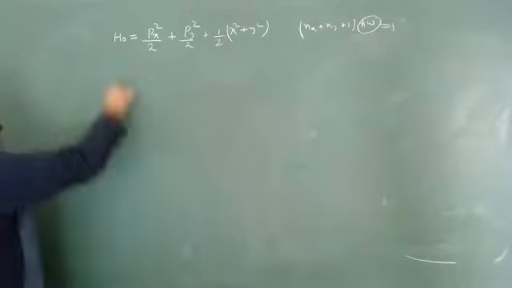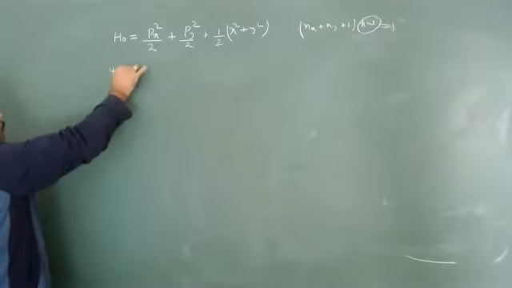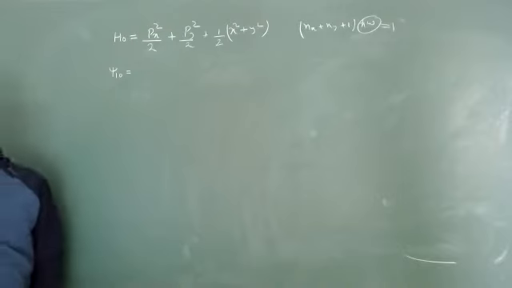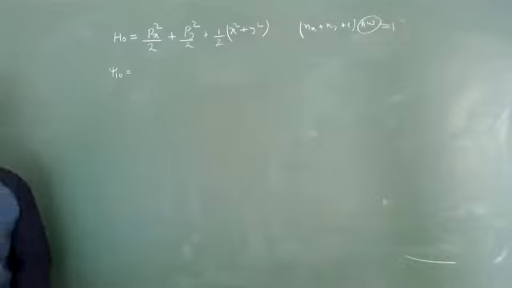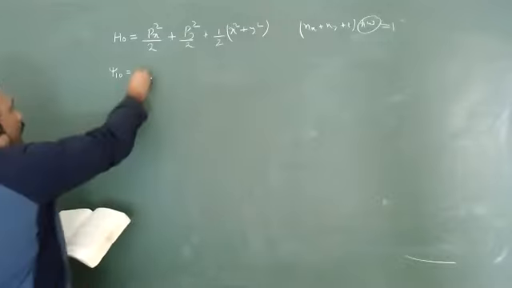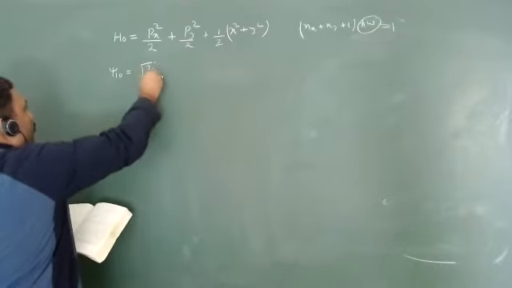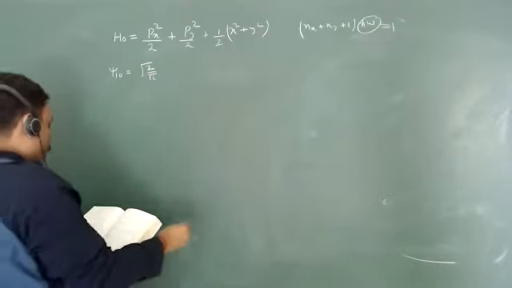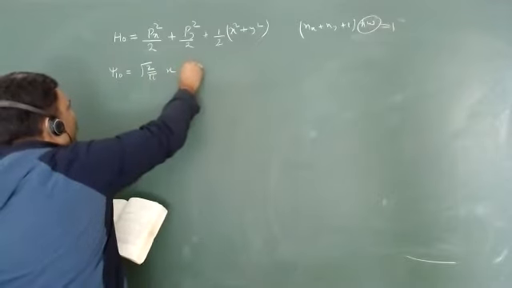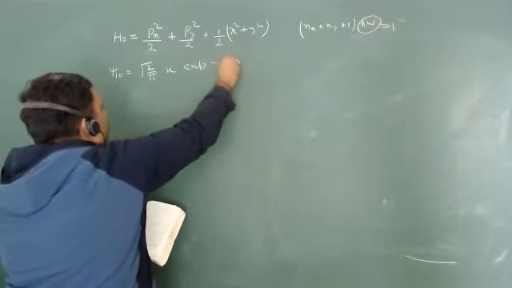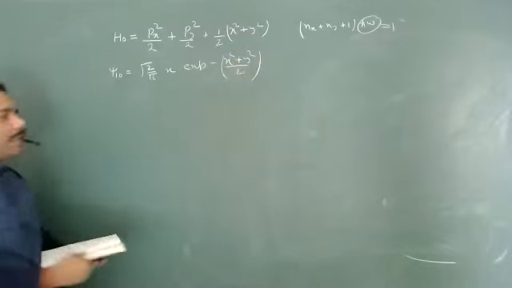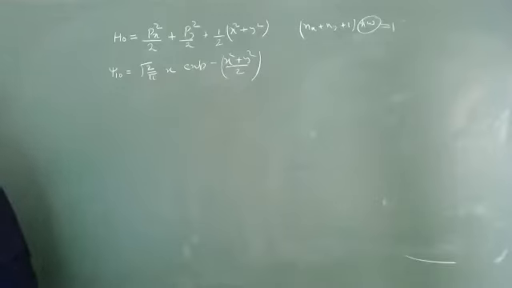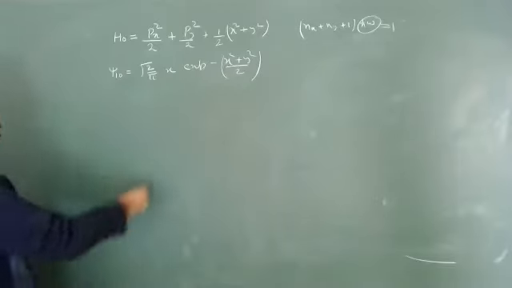And it is given psi 10. Psi 10 is given as, I am just giving it to you in a normalized way, root 2 upon pi times x times exponential minus x square plus y square by 2. Okay, this is your psi 10. And what will be psi 01?